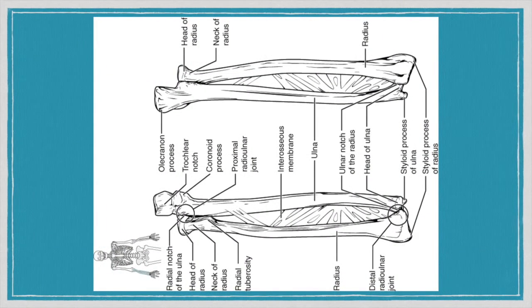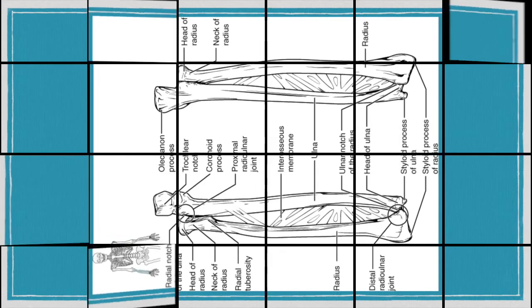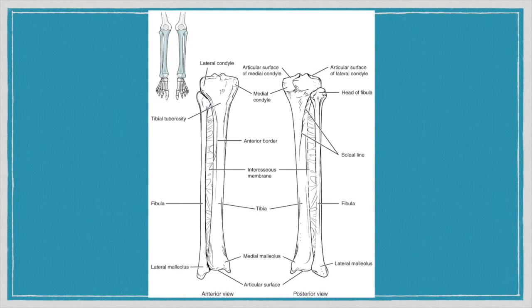In the limbs, flexion decreases the angle between the bones or bending of the joint, while extension increases the angle and straightens the joint. You will discover in the muscular system that the associated muscles to these movements are flexor and extensor.